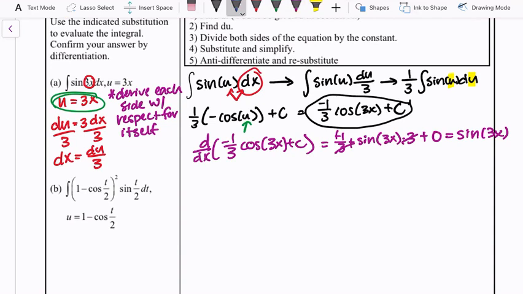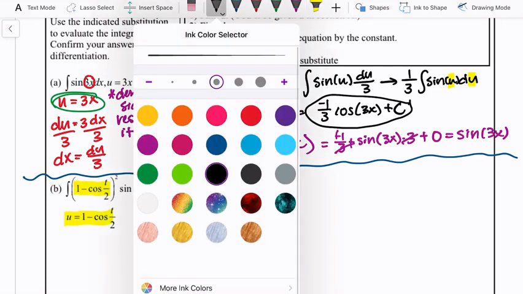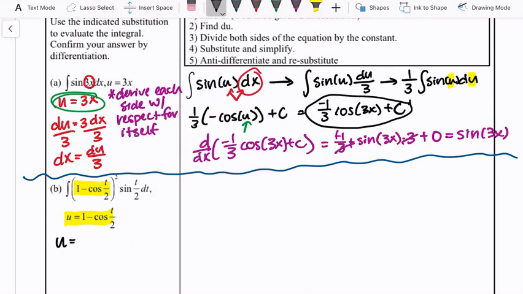So for b, we have the integral of (1 minus cosine of t over 2) squared times sine of t over 2 dt. So we're going to be told here that our u is 1 minus cosine of t over 2. We'll get better at choosing what our u's are, but really what we're looking for is what thing seems to be inside a function. I see that this is kind of inside something that's being squared, so that's why we're letting that be u.